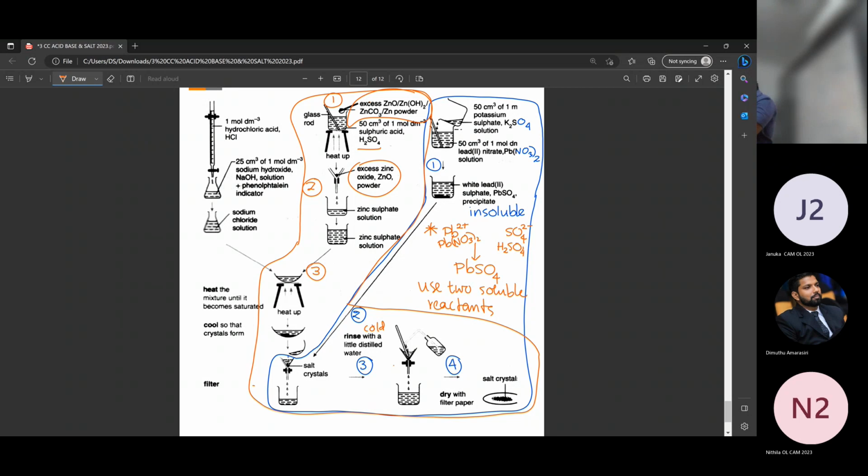What do you call it? Heat until the saturation point to get the crystals. Now the crystals appear. Now you filter it. After that, the same story. But now wash it with organic solvent, because these are soluble salts, and dry.